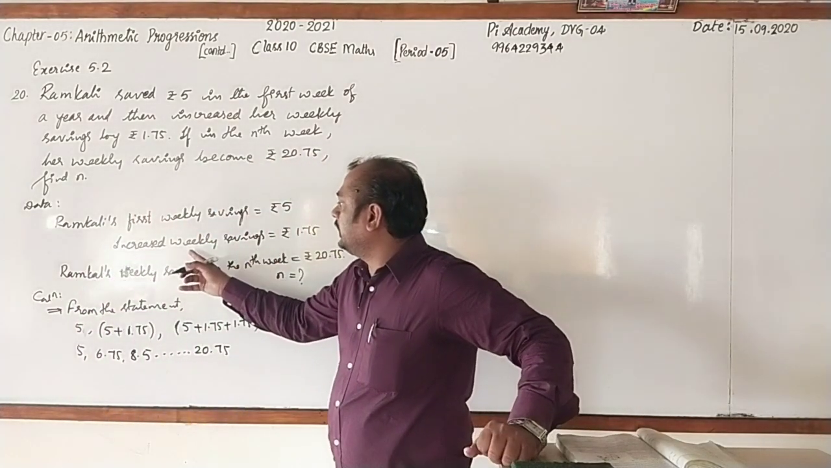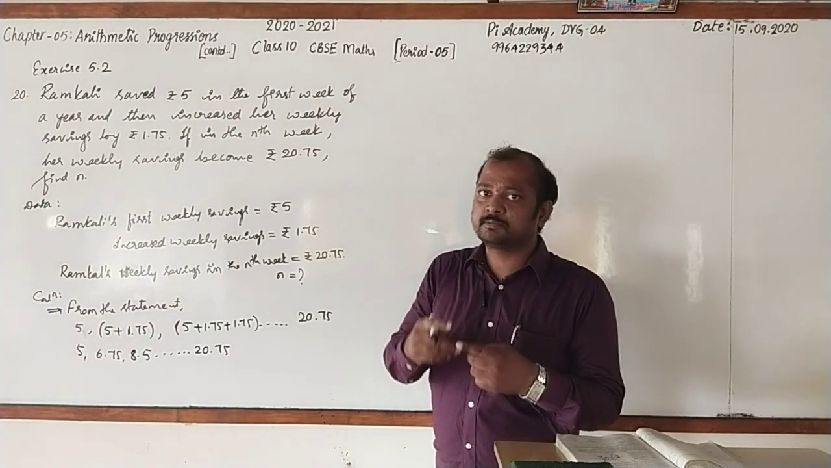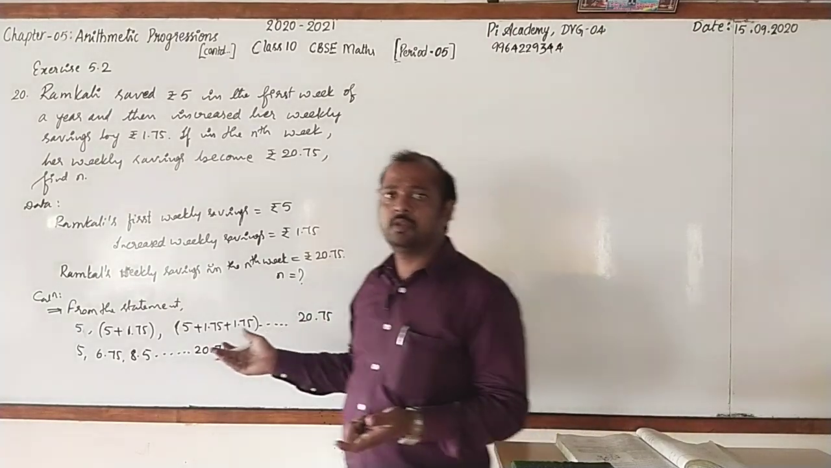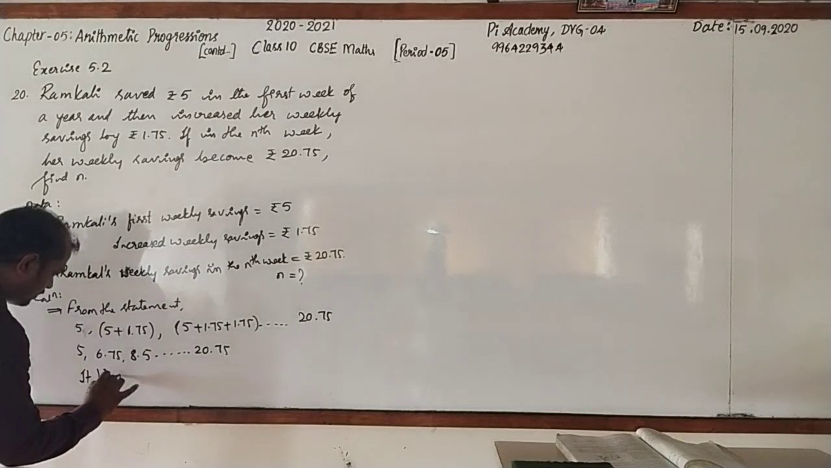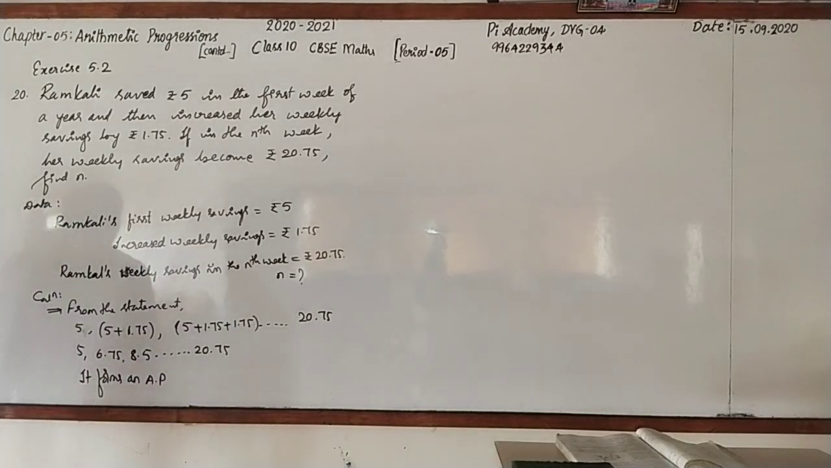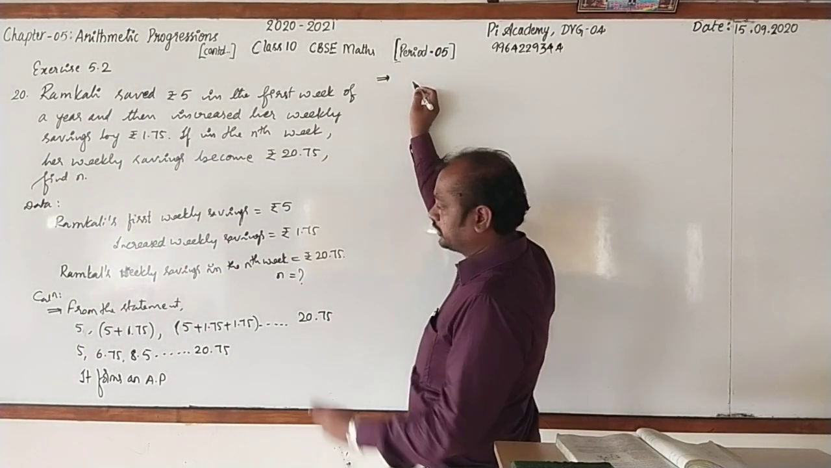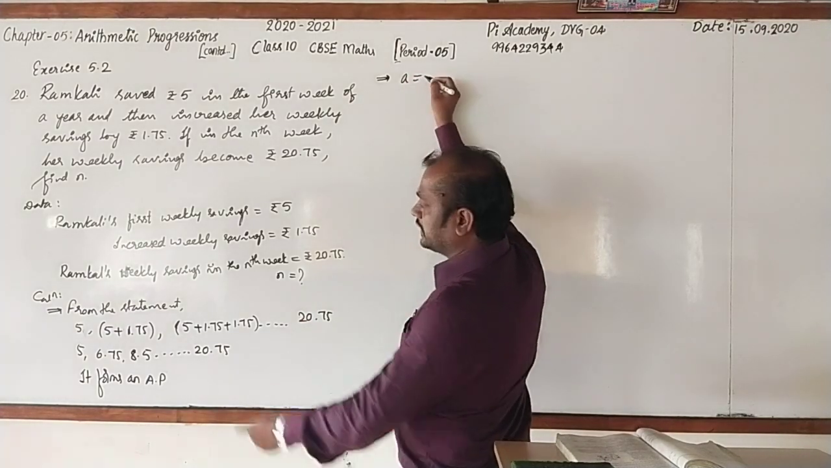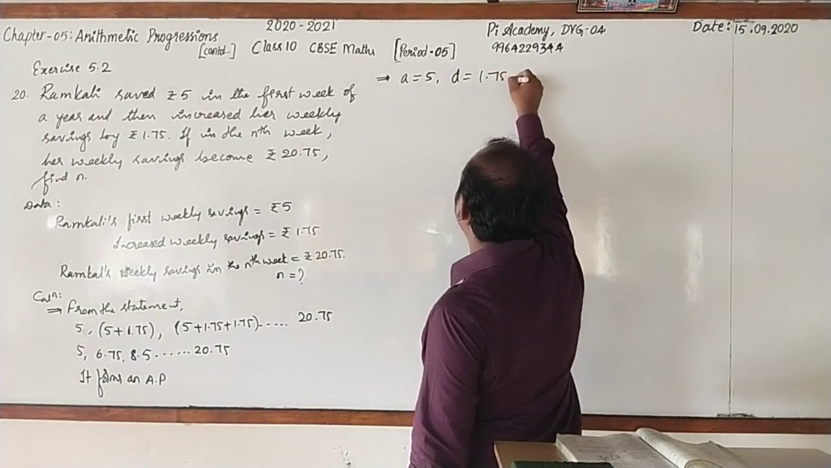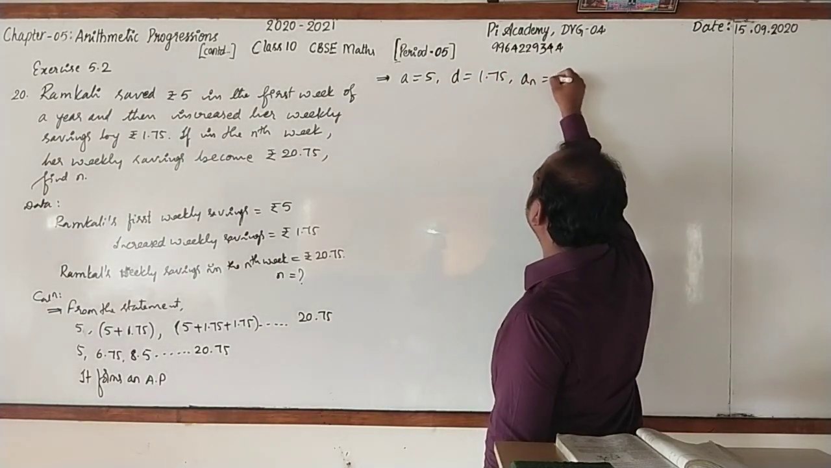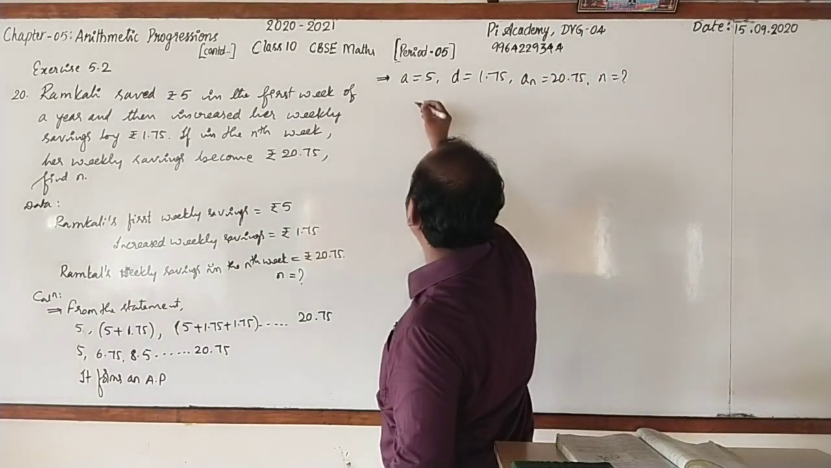Here our increased weekly savings is fixed. Every week she increases her savings by 1.75. Therefore, it forms an AP. Followed? Now, let us go for using the formula. Before that, let us write all the terms. What is a? First term is 5. Common difference is given as 1.75. Then a_n is 20.75. You are going to find out n. That has already been mentioned.